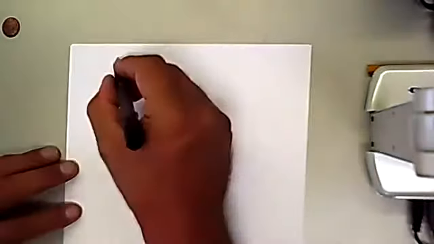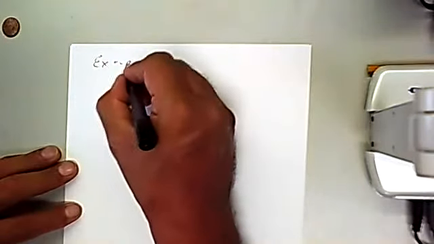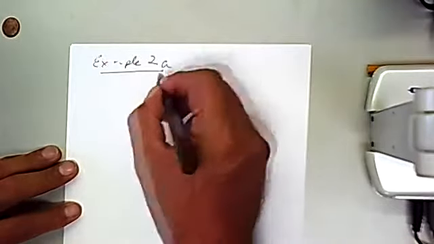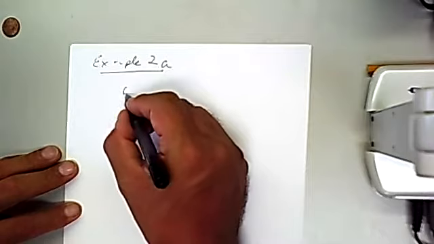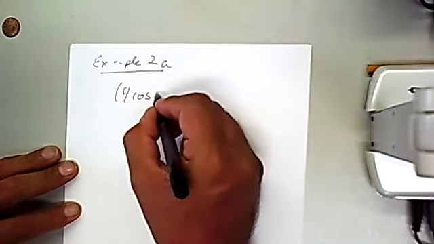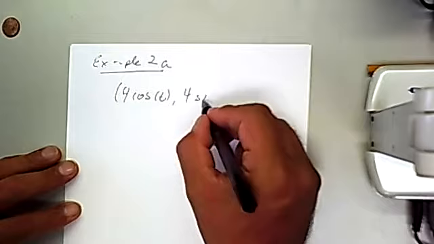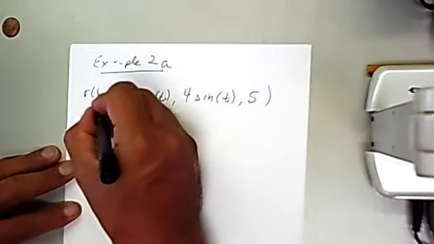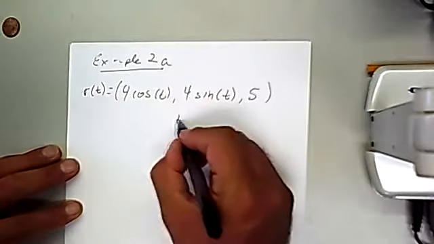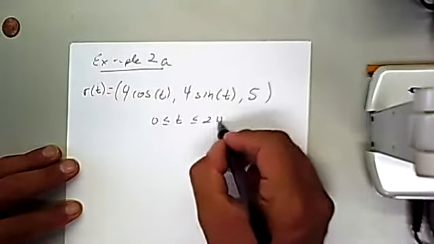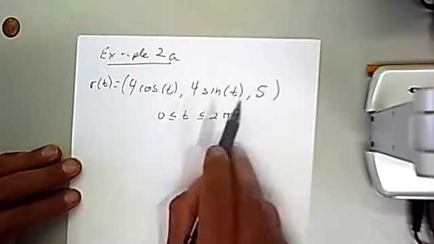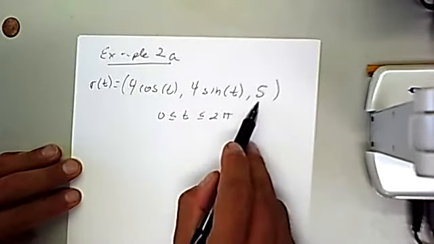Let's do a second example that is a little more exciting. So example 2, say we have 2a rather. 4 times cosine of t, 4 times sine of t, 5. This is our r of t, and t will run from 0 to 2 pi. So as you're familiar with, this is a circle suspended 5 units above the origin.